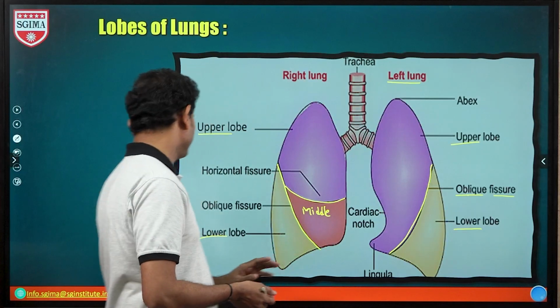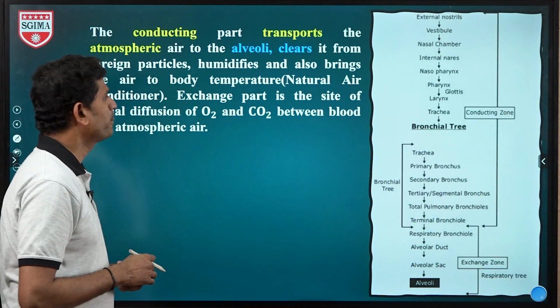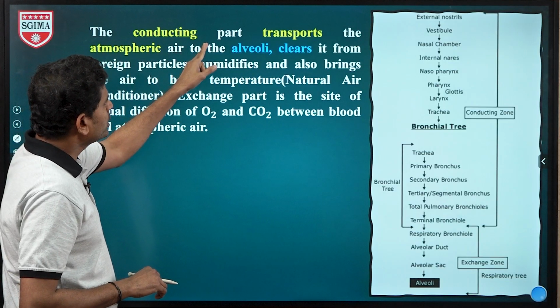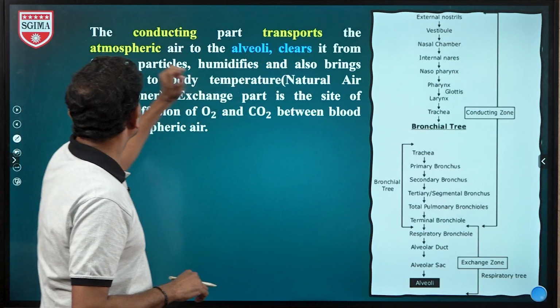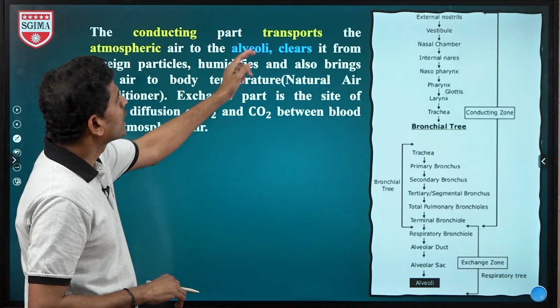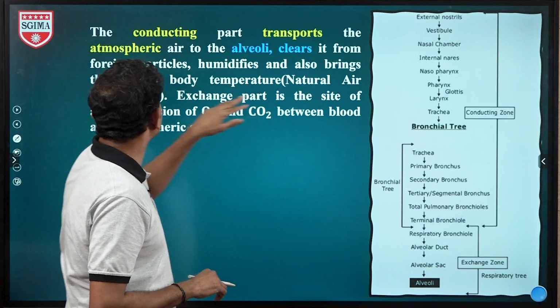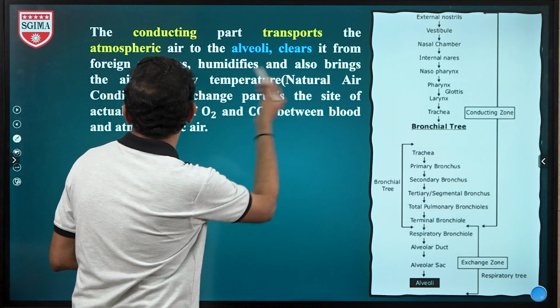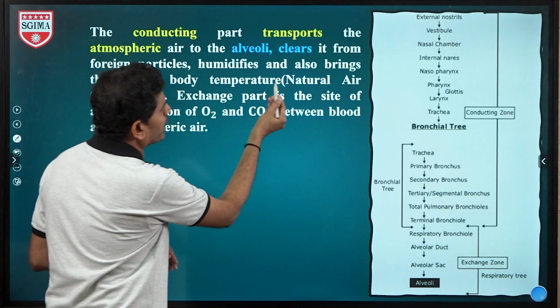That's enough. Now we can discuss the next slide. Here what they have given is, the conducting part transports the atmospheric air to the alveoli, clears it from the foreign particles, humidifies and also brings the air to the body temperature.